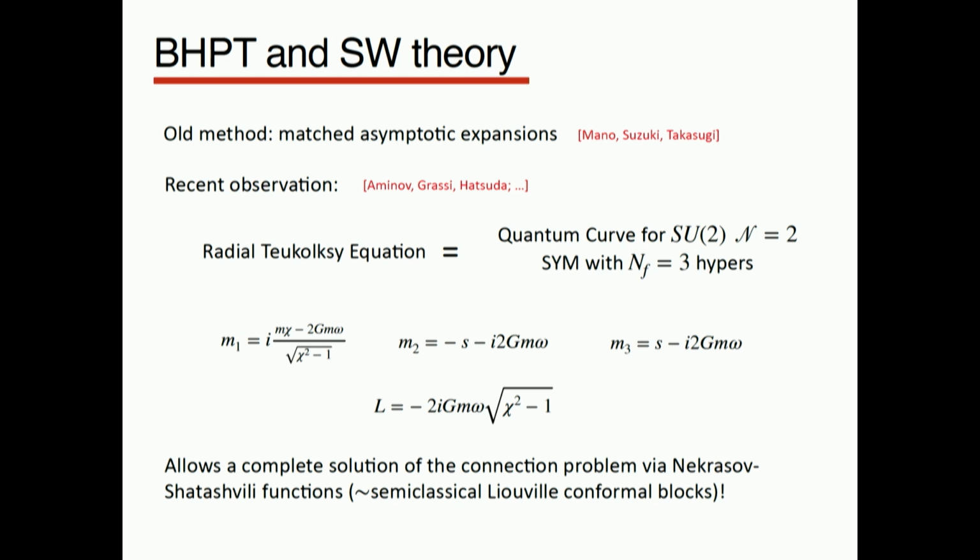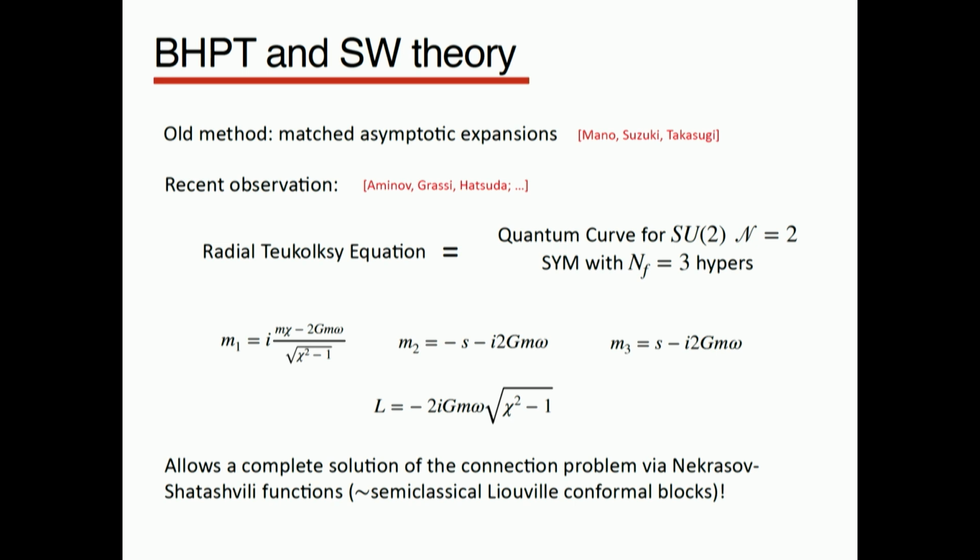SU(2) N=2 super Yang-Mills with 3 hypermultiplets, with these identifications between the parameters of the gauge theory and the gravity. So some of the masses are related to the spin and to the perturbative parameter. The instanton counting parameter is related, again, to g omega. Chi is just the spin, essentially. Okay, so there's some dictionary. This is a mathematical equivalence. They're just the same differential equation.